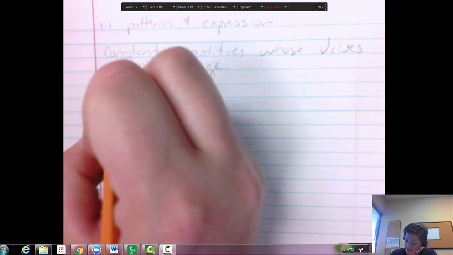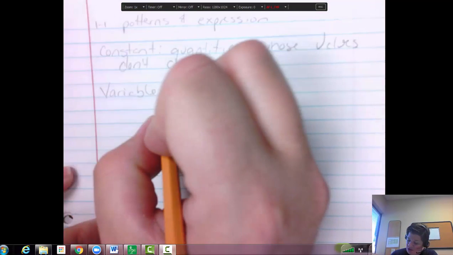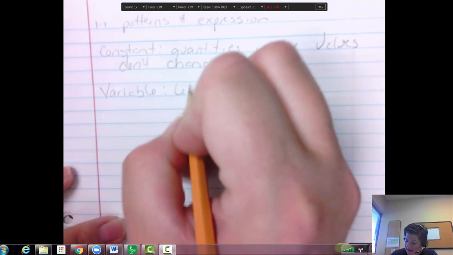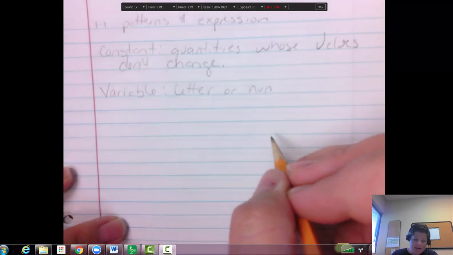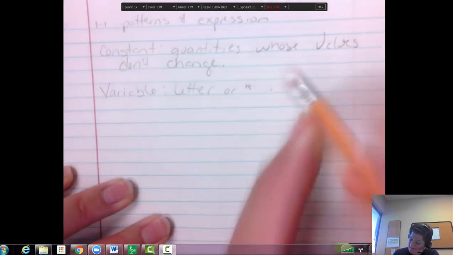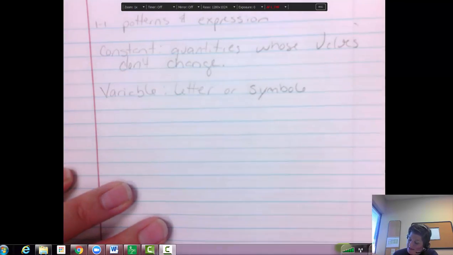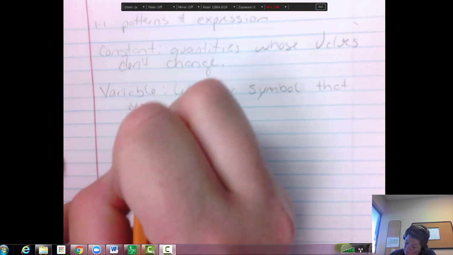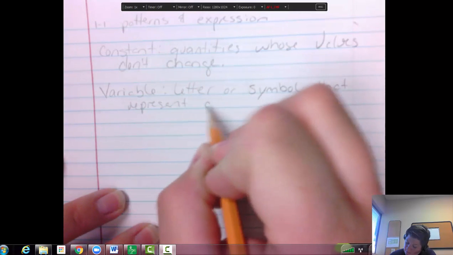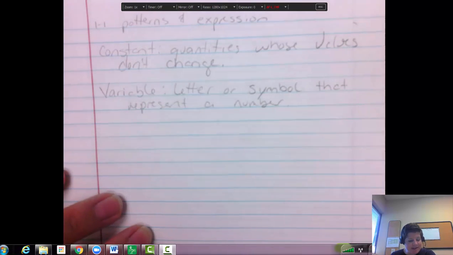What can change is a variable. And a variable, the values just can change. And remember, it's a letter or a symbol that represents a number.